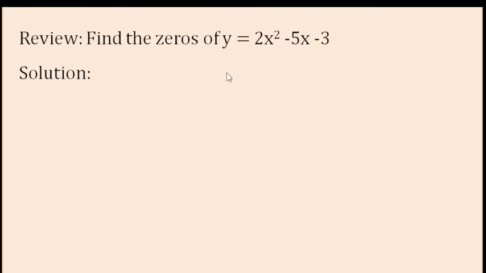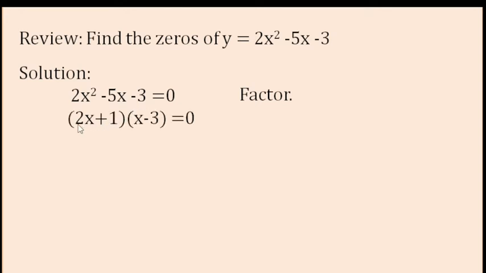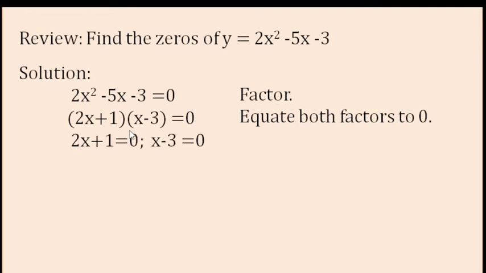Let's do another example. This time, we have a quadratic function with a leading coefficient other than 1. Here it's 2. Now again, we will form our quadratic equation, 2x squared minus 5x minus 3 equals 0. Then we factor. So the factors of 2x squared minus 5x minus 3 are the binomials 2x plus 1 and x minus 3. Then we will equate both factors to 0. The first factor, 2x plus 1 equals 0. And the second factor, x minus 3 equals 0.